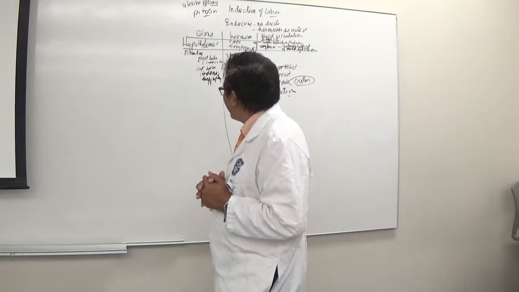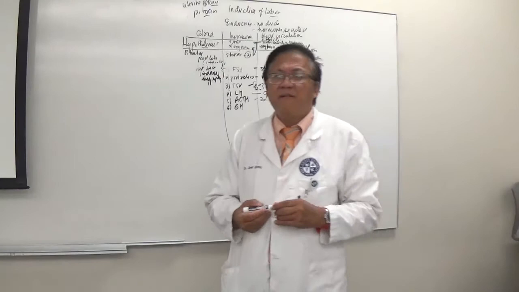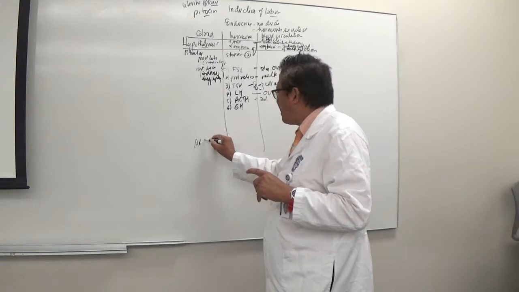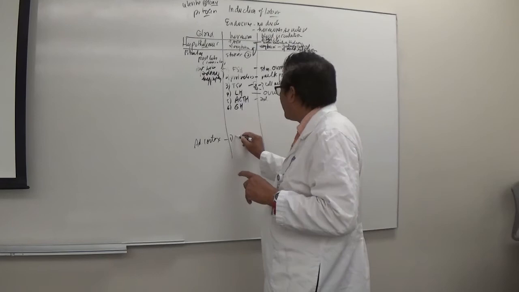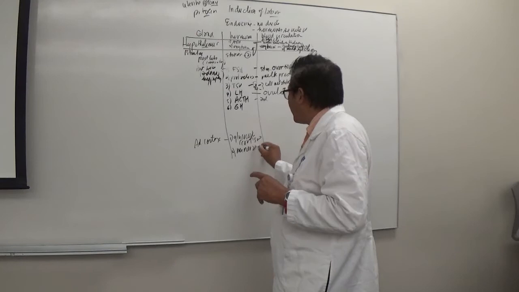Okay, now, ACTH, adrenocorticotropic hormone, what is the target organ? Adrenal gland, adrenal cortex, right? Okay. And we know that the adrenal cortex, I'm going to write adrenal cortex here, has two hormones. What are these? Glucocorticoid, which happens to be cortisol, and what's the other one? Mineralocorticoid, which happens to be aldosterone.